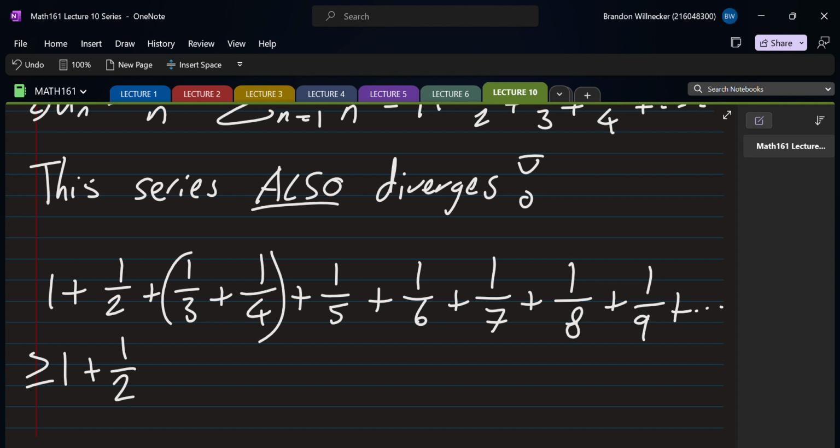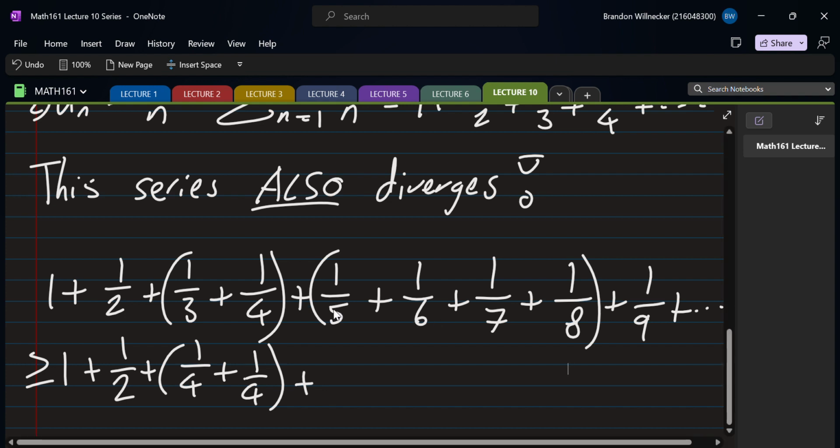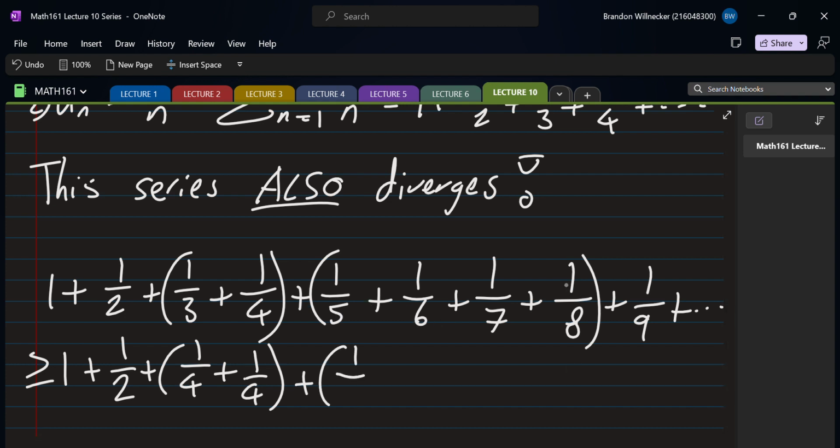We're going to replace 1/3 with 1/4, so it's getting smaller. So we're going to have plus 1/4 plus 1/4, we'll leave that one alone. Then for these next few, so 1/5 to 1/8, we're going to replace with something smaller. So 1/5 we're going to replace with 1/8, that's smaller. 1/6 is bigger than 1/8, so 1/8 will be smaller, and that will be the same. Okay, so each term I'm replacing with something smaller than or equal to.